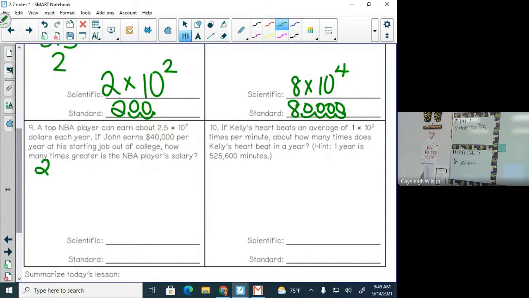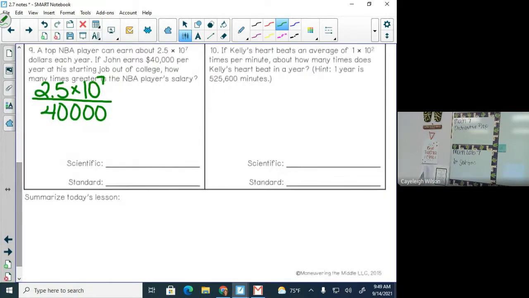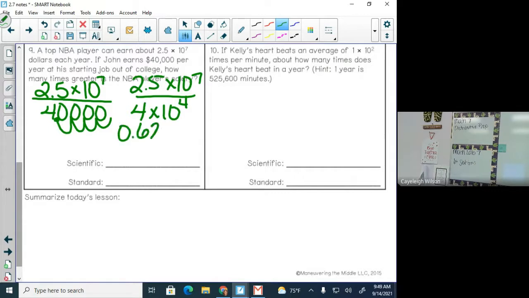So it's gonna be the 2.5 times 10 to the 7th divided by the 40,000. All right, so that 40,000 on the bottom, 1, 2, 3, 4. So that's gonna be 4 times 10 to the 4th. I'm gonna divide. So 2.5 divided by 4 is 0.625 times 10 to the 7 minus 4, which is 3.